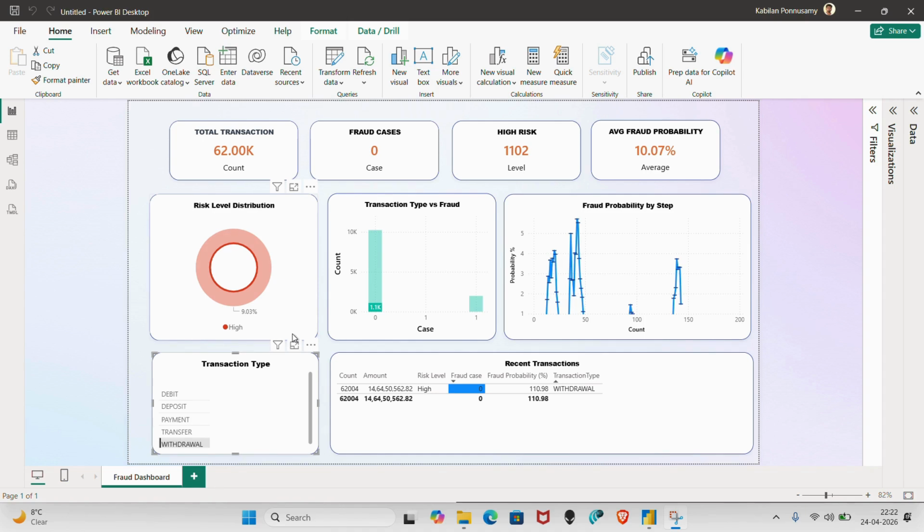So this dashboard can help financial institutions monitor suspicious activity, prioritize high risk transactions, and improve fraud detection strategies.